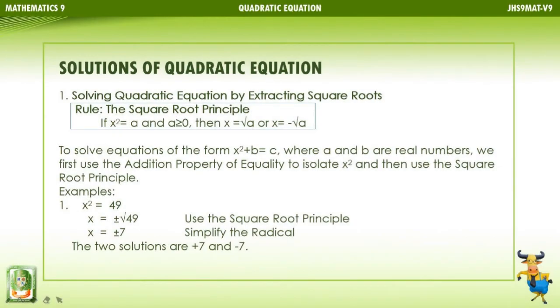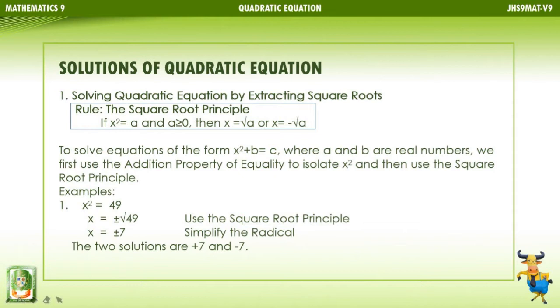Solutions of quadratic equation. 1. Solving quadratic equation by extracting square roots. Rule: the square root principle. If x squared equals a and a is greater than or equal to 0, then x equals square root of a or x equals negative square root of a. To solve equations of the form x squared plus b equals c, where a and b are real numbers, we first use the addition property of equality to isolate x squared and then use the square root principle.